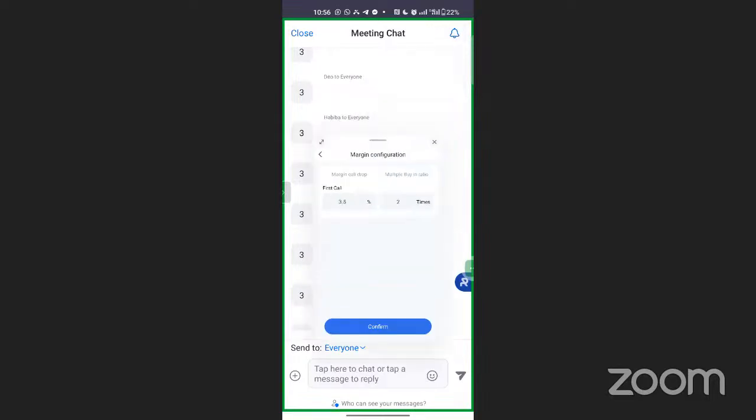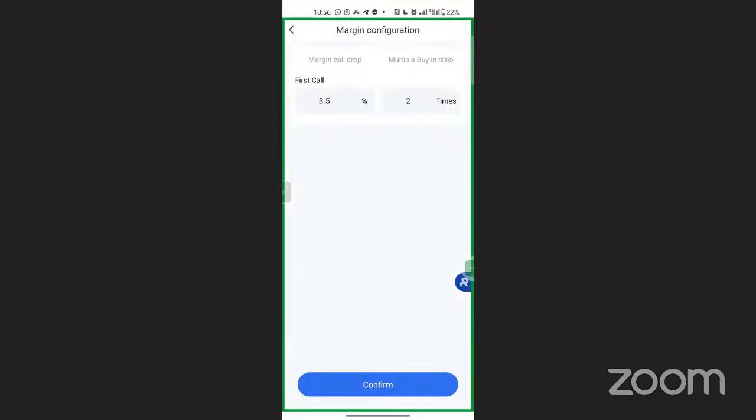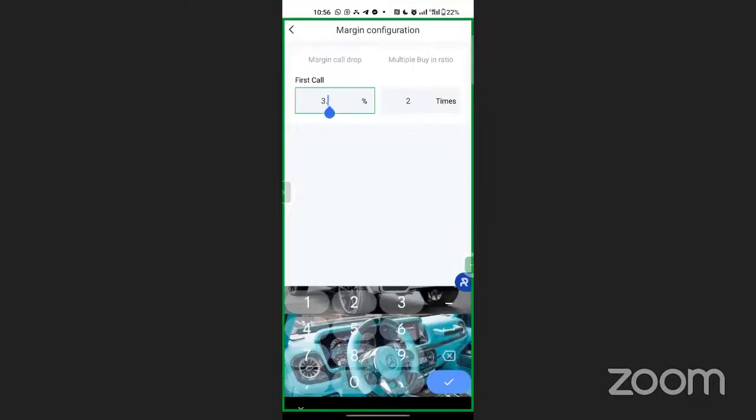So if I'm using a signal and the drop is 5, and I only have $20, I'll just put the drop here, 5. And how many times will the robot buy? 1. What is 1? 1 times 10, which is my $10.